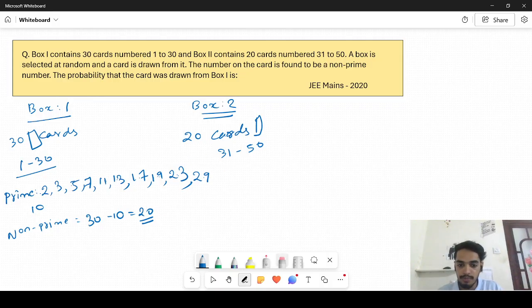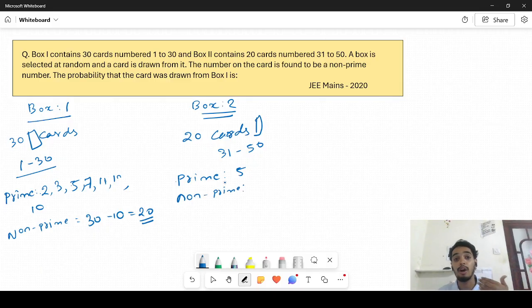Similarly for box 2, how many prime numbers will be there from 31 to 50? There will be 5 prime numbers. Counting the prime numbers is very easy rather than counting the non-prime numbers. There are 20 cards from 31 to 50, so 20 minus 5, it will be 15 non-prime numbers.